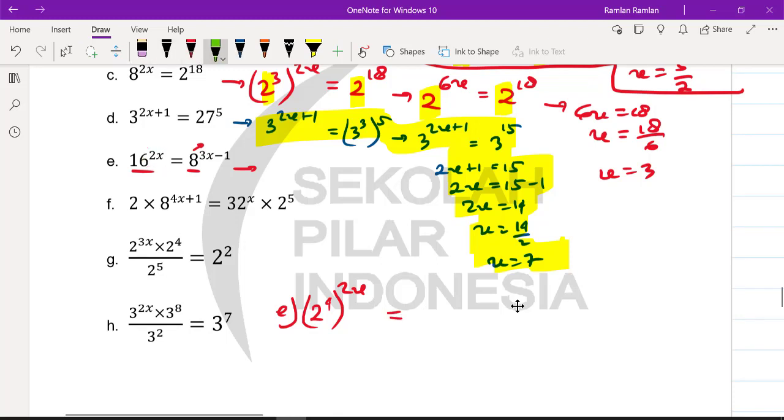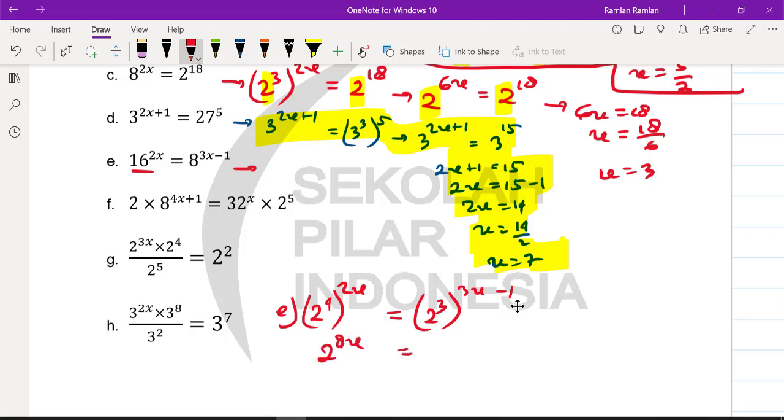I'm going to change this 8 becomes 2 to the power of 3. Okay, 2 to the power of 3. Don't forget we still have this guy here, 3x minus 1. Just rewrite that again, 3x minus 1. Now they have the same base, but we still have brackets, so open the bracket. Now by just multiplying, 4 times 2x becomes 8x, right? 2 to the power of x.